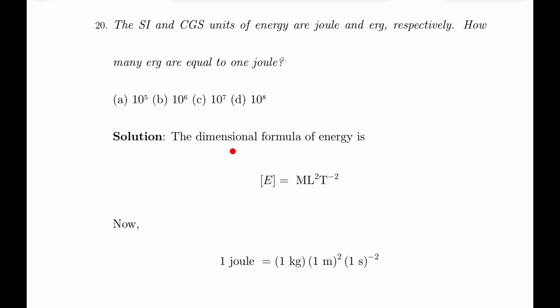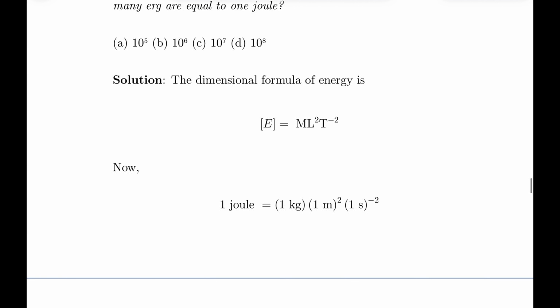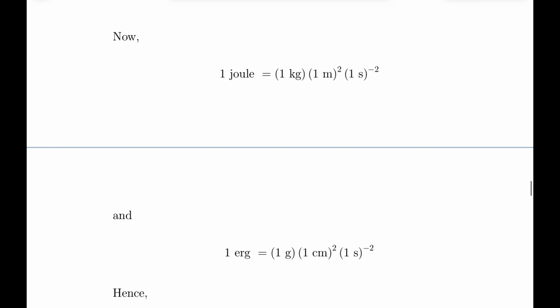So we write the dimensional formula for energy. This is M L squared T to the power minus 2. So 1 joule is 1 kilogram into 1 meter square into 1 second to the power minus 2. This is the unit of energy in SI. And in CGS, 1 erg is 1 gram into 1 centimeter square into 1 second to the power minus 2.